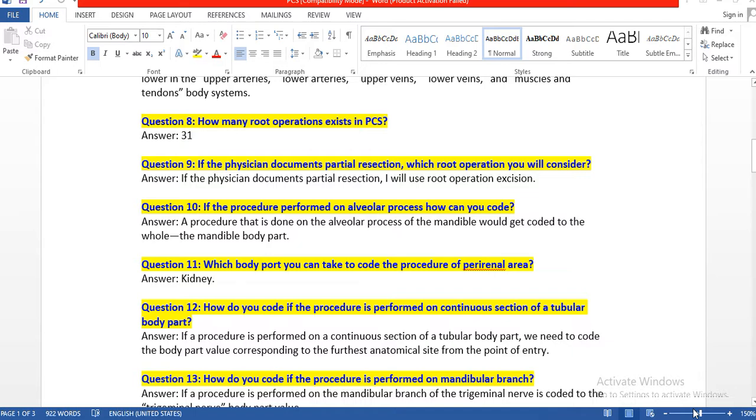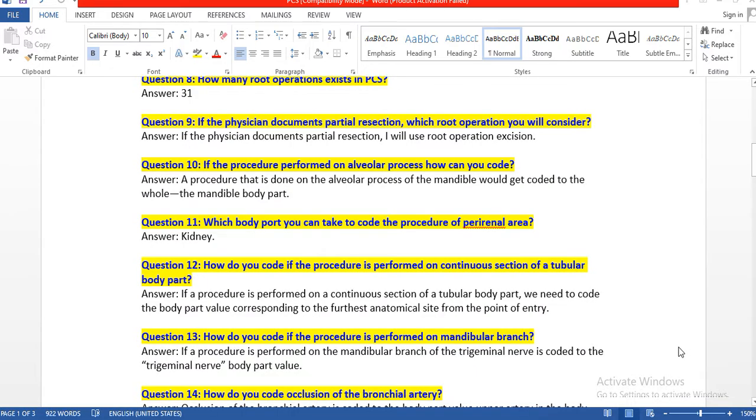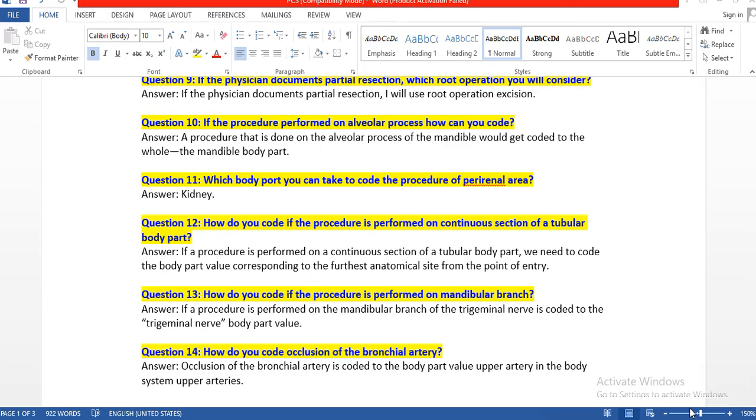Question 8. How many root operations exist in PCS? Answer. We have 31 root operations in PCS. Question 9. If the physician documents partial resection, which root operation will you consider? Answer. If the physician documents partial resection, I will use root operation excision, as we have resection also in ICD-10 PCS root operations, which is different from excision. Excision means partial resection of the body part.